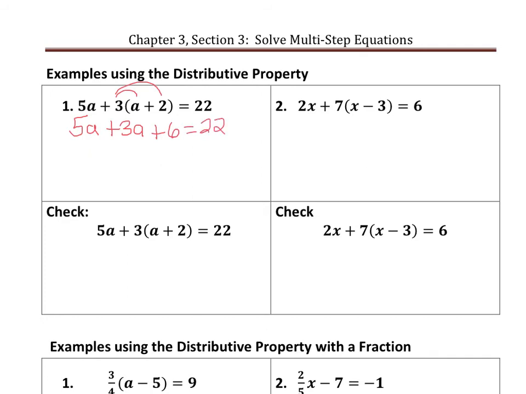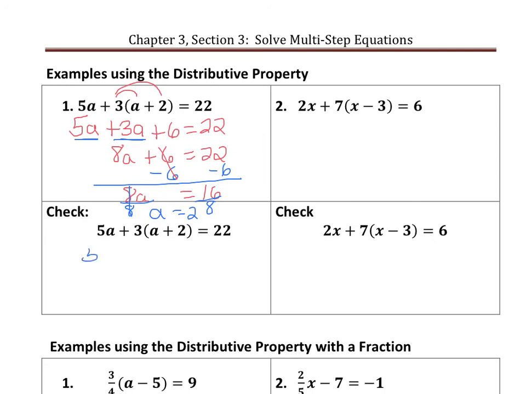Now our parentheses are gone, and we see we've got some like terms we're going to have to combine. 5A plus 3A is 8A plus 6 equals 22. And we're going to subtract that 6 out. And we've got 8A coming down. Opposites reduced to 0, 16. And again, we're going to undo that multiplication with division. And we have A equal to 2, we think.